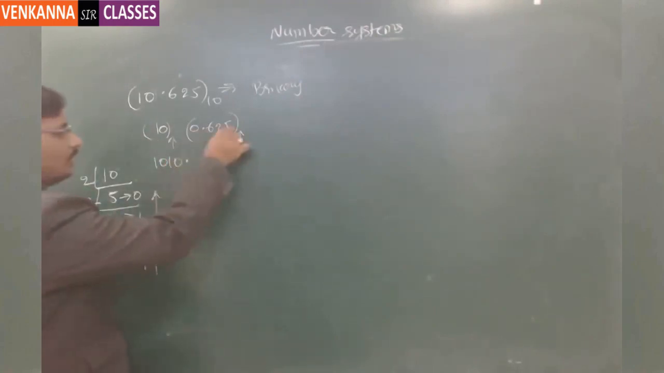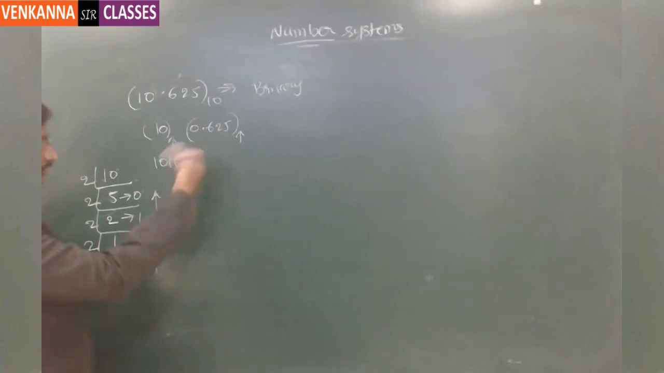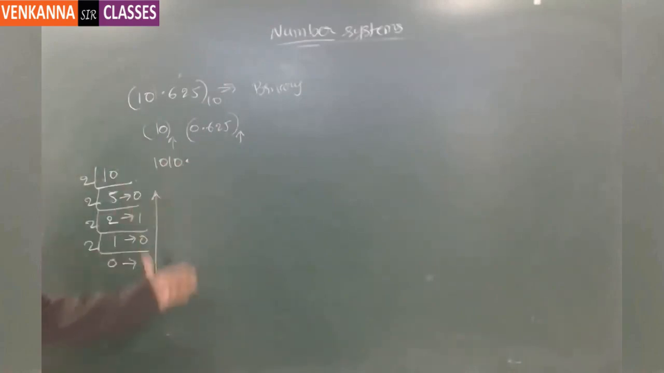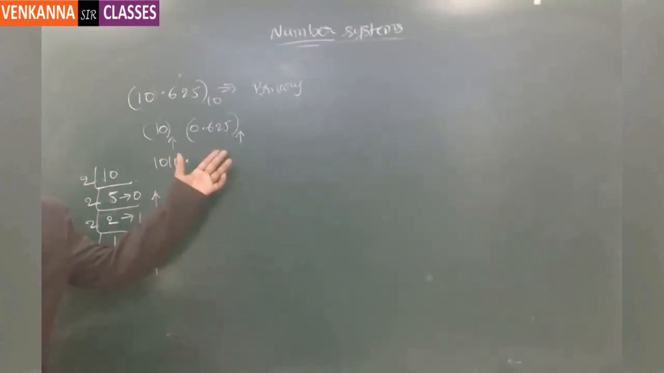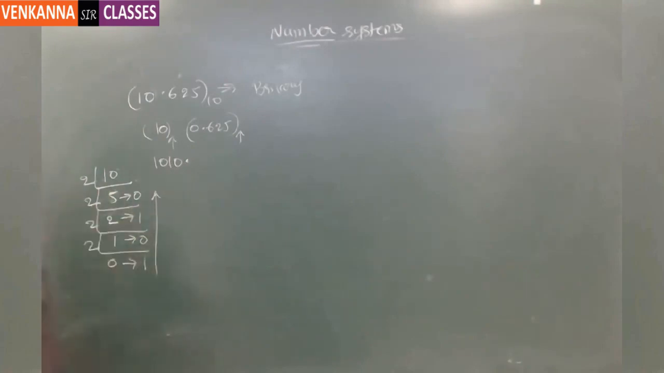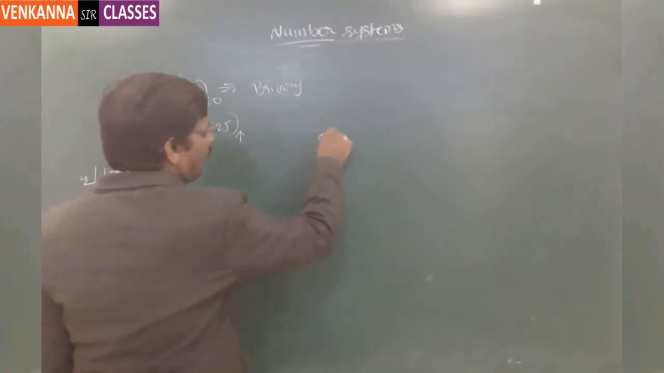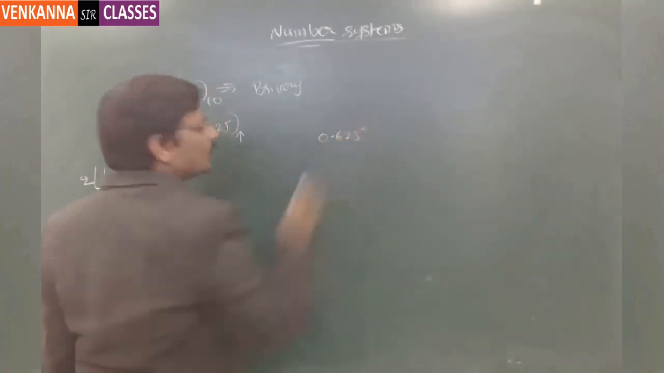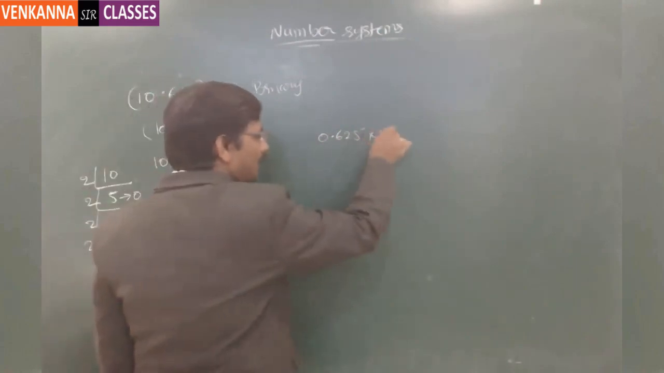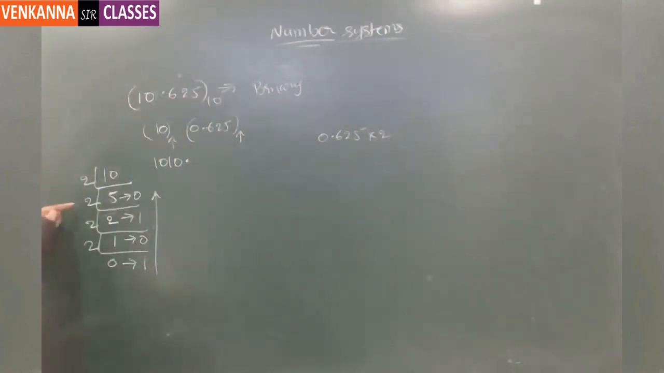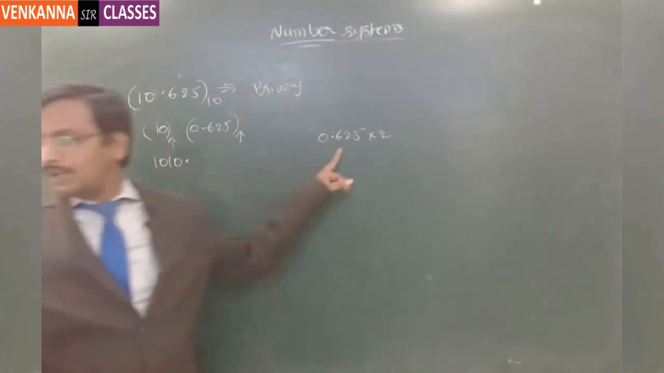Now coming to the second part, this is 0.625. If you keep on dividing, it will keep on extending and no remainder is going to be there. So you need to adopt a different procedure here. For 0.625, you have to multiply with 2 rather than dividing with 2. For the integer part we were dividing with 2, and here we are multiplying with 2.